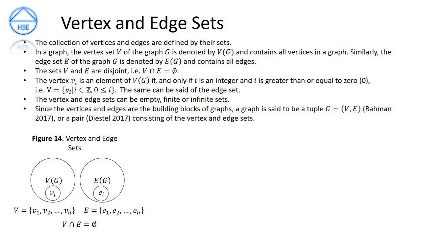Since the vertices and edges are the building blocks of graphs, a graph is said to be a tuple. G is equal to (V, E), the ordered pair of the vertex and edge sets. This is given by Raman 2017 or by Diestel 2017 as a pair consisting of the vertex and edge sets. We'll cover the building blocks of graphs throughout this presentation to give you an idea of the varying components that different texts include or exclude to define them.